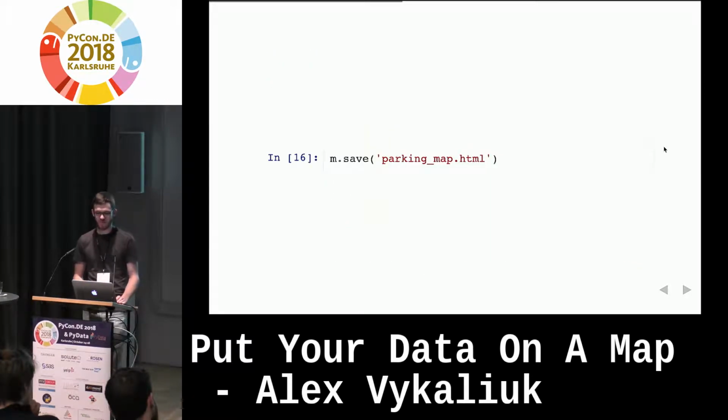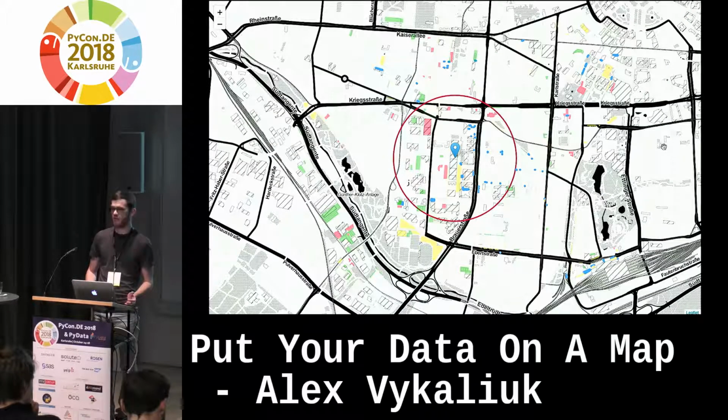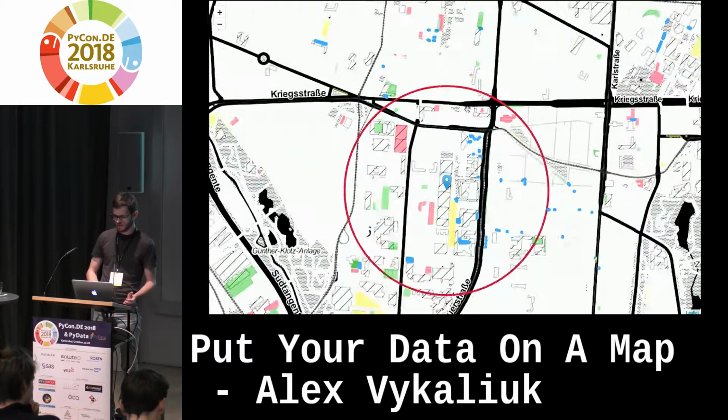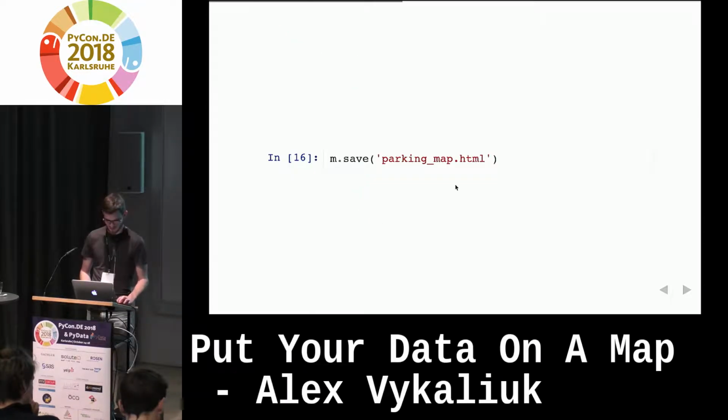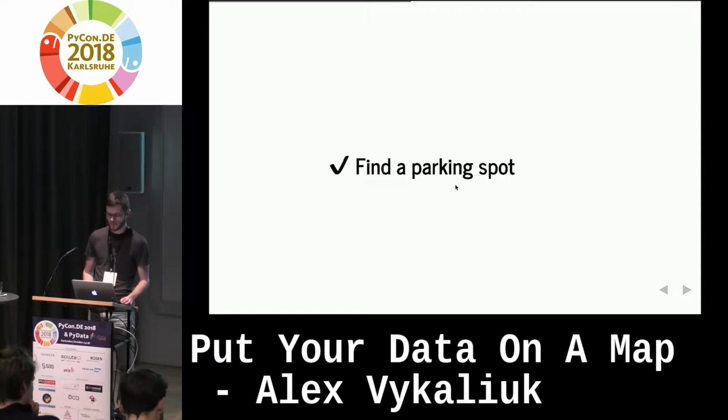And the good thing about Folium is that you can just type save, and it saves your map as HTML that you can then distribute. So here is how it looks. And it already contains all the data. So that's the first thing that I wanted to show you. Now you know where to park tomorrow, or if you come for the sprints.